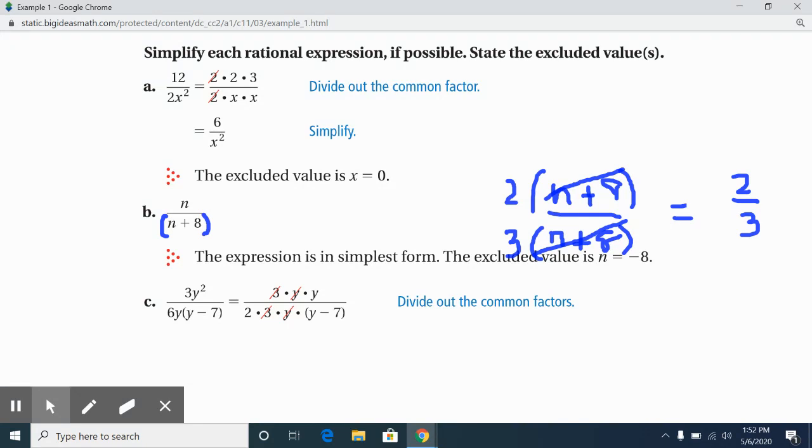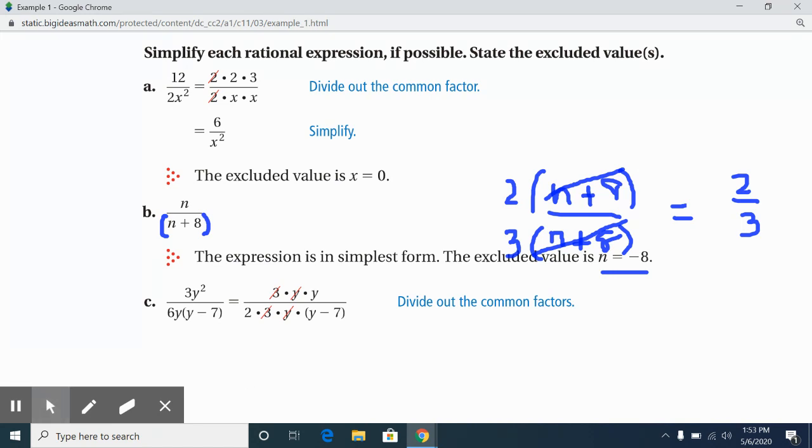All right, so remember though, what's the excluded value in this problem, which we want to find right away too. So what makes the denominator 0? -8 would do that. All right, -8 would be the excluded value here because -8 plus 8 makes the denominator 0. All right, now problem C.